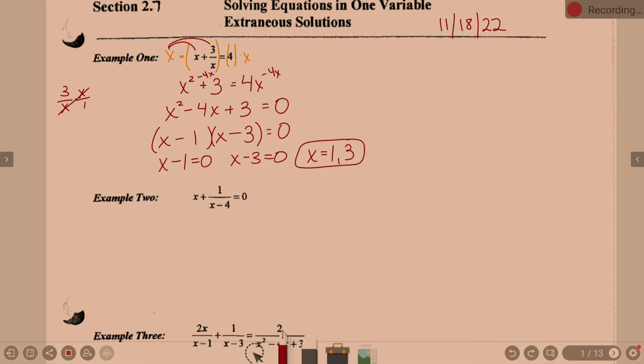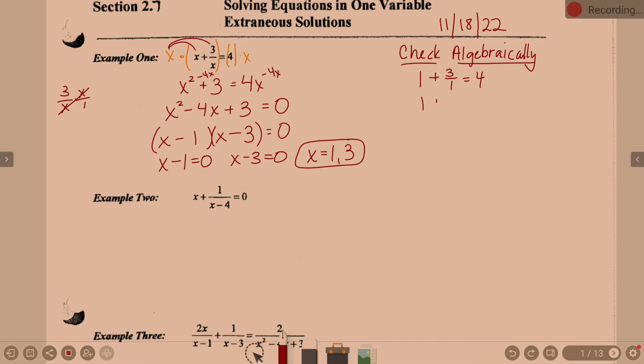Now, one of the things I want to talk about is ways to check. One way that was just mentioned is to plug them back in. And this one would be pretty easy to plug the numbers back in, isn't it? This is what I would call checking algebraically, because the math is easy. I got nice, neat whole number answers. So an algebraic check sounds good to me. If I take 1 and put it in my original equation, 1 plus 3 over 1 equals 4. Is that a true statement?